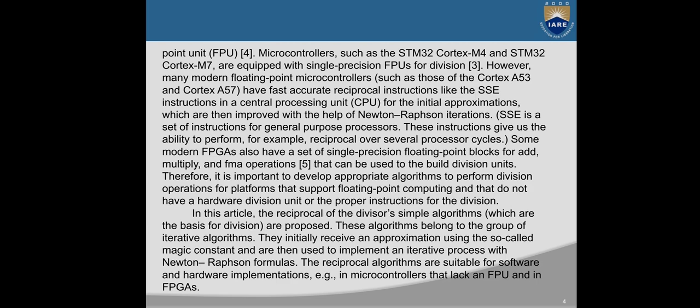In this article, simple algorithms for the reciprocal of the divisor, which are the basis for division, are proposed. The algorithm belongs to the group of iterative algorithms. They initially receive an approximation using a so-called magic constant and then implement an iterative process with Newton-Raphson formulas. The reciprocal algorithms are suitable for software and hardware implementation, for example, in microcontrollers with no FPU and in FPGAs.